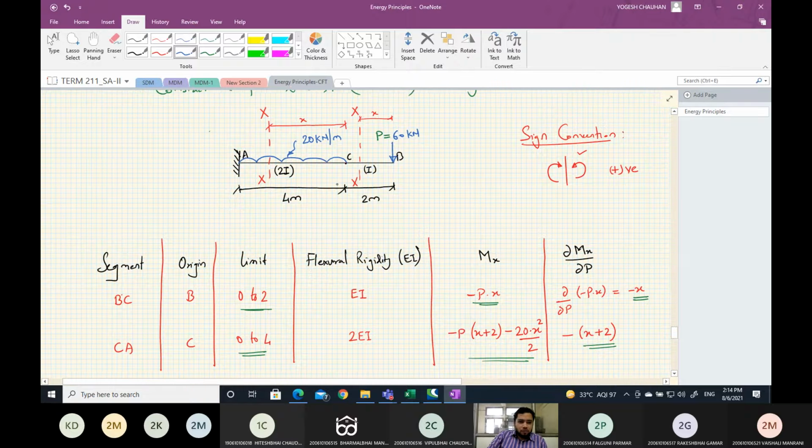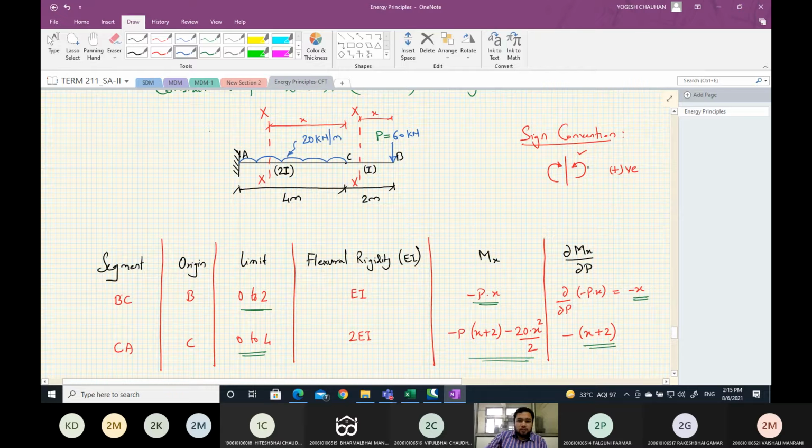Then we move to segment CA. The origin is C. The limit is 0 to 4. Flexural rigidity is 2EI here, and the moment at any section X from C will be equal to P into X plus 2, because this is 2 meters and this is X. So the moment about this section will be P into X plus 2.